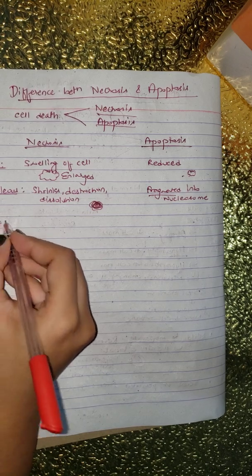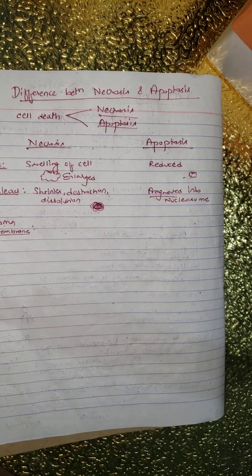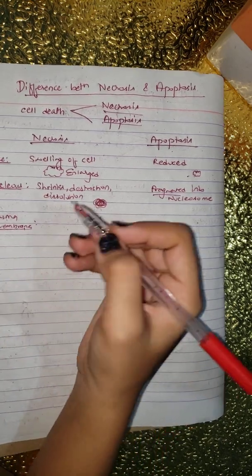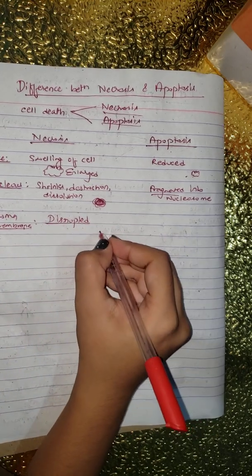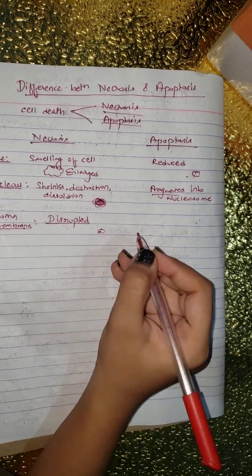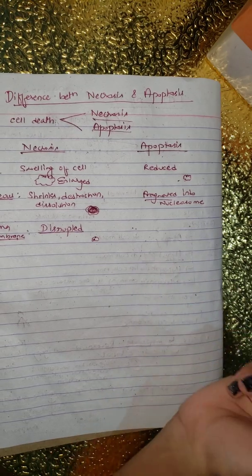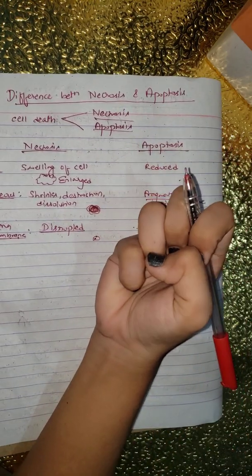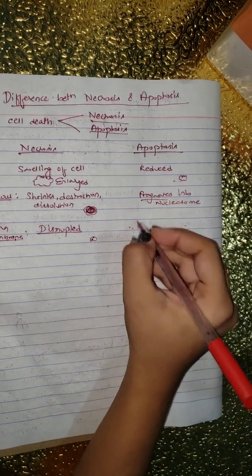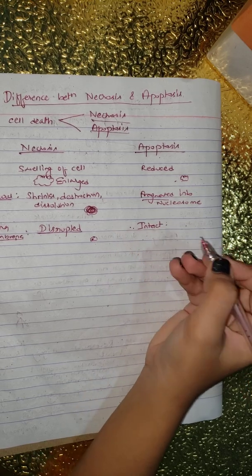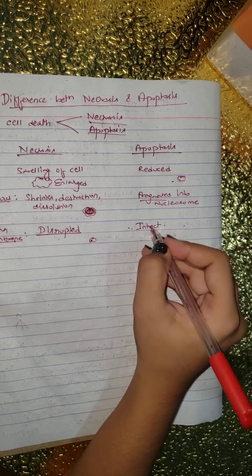So the plasma membrane. Just imagine if a cell is enlarged, what will happen to its plasma membrane? It will get disrupted. The normal place of the plasma membrane will get disrupted and it will go here and there. So what will happen to the plasma membrane in apoptosis? If a thing just gets shrunken, it won't get disrupted. It's just intact. Just the structure will get altered, but the thing will stay intact.